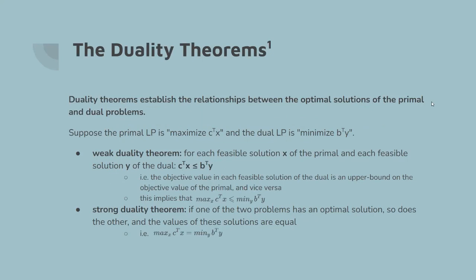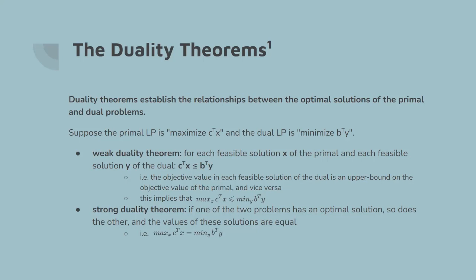Duality theorems establish the relationship between the optimal solutions of the primal and dual problems. Suppose the primal linear program is maximize C transpose X, and the dual linear program is minimize B transpose Y. The weak duality theorem states that for each feasible solution X of the primal and each feasible solution Y of the dual, C transpose X is less than or equal to B transpose Y.